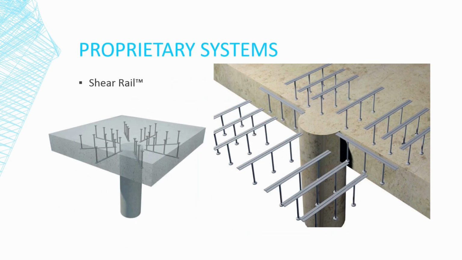Proprietary systems are the most common form of punching shear resistance due to their quick and easy installation. Examples of a shear stud proprietary system are shown here.